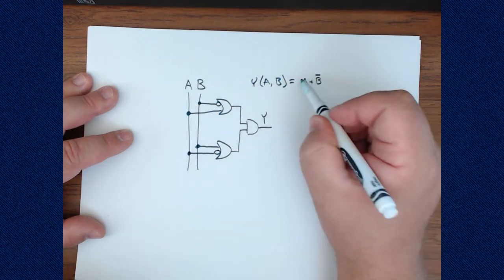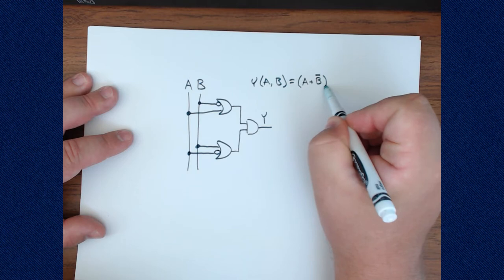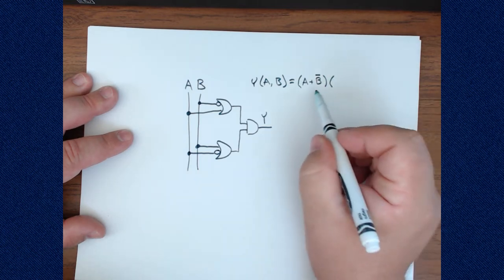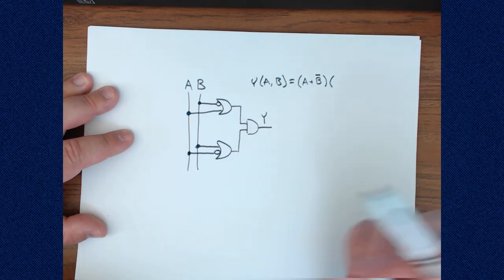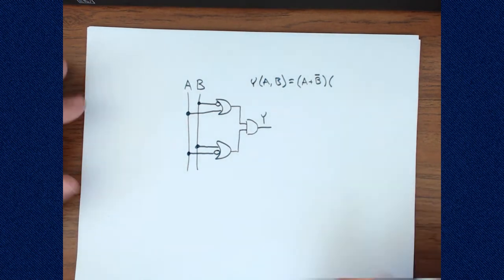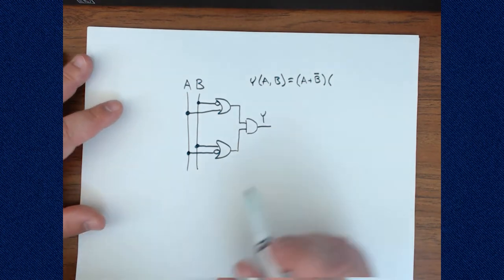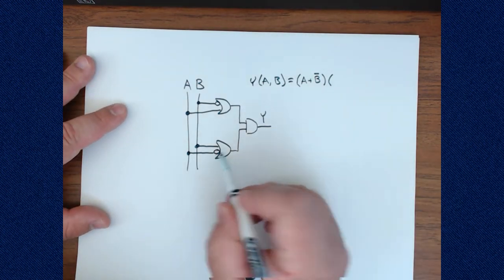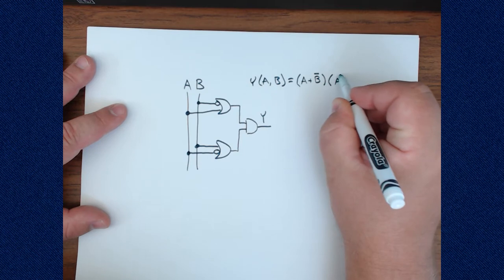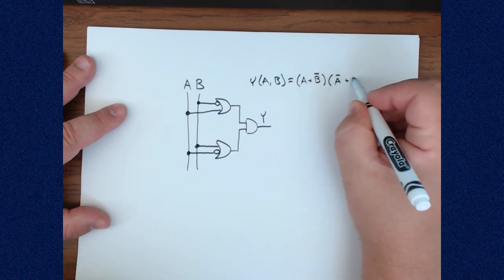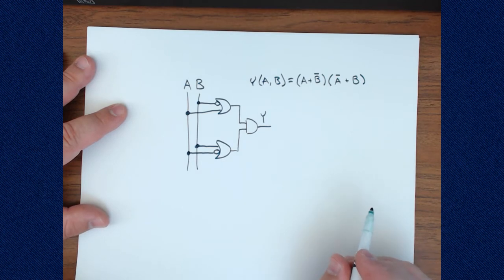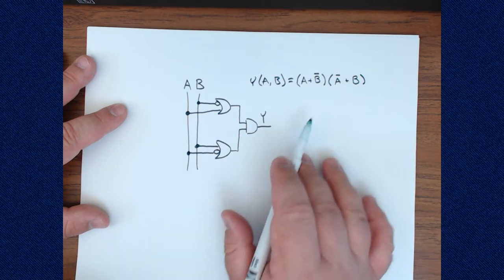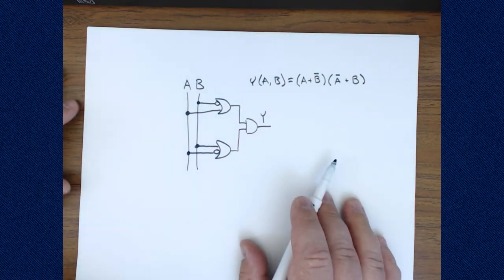That's going to get ANDed with this other one, so I'm going to put this in parentheses. And because the two sets of parentheses will just be touching each other, we'll know that that's a Boolean algebra multiply or AND operation. So now I need inverse of A, or A inverse, ORed with regular B. I think that's it. Yep, that's it.